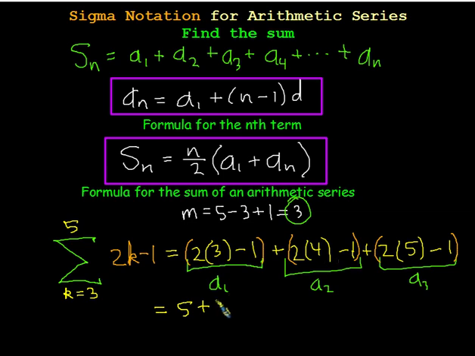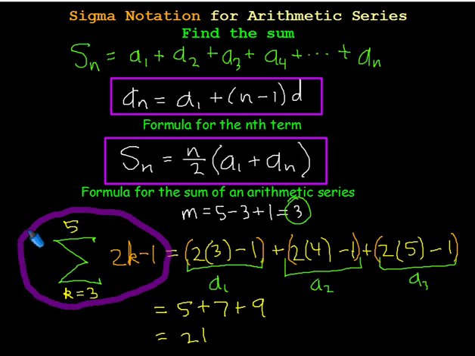This will be 8 minus 1, that's 7, plus 10 minus 1, that's 9, and that gets us 12 plus 9 is 21. So this whole thing here, this sigma notation tells us to compute the sum of this series, and the result that we get is 21. That's what the result will be. Yay.